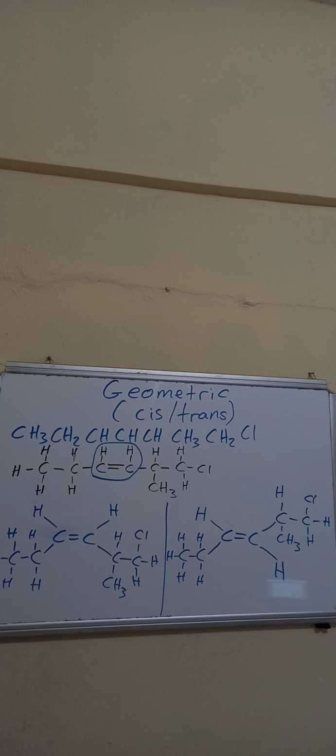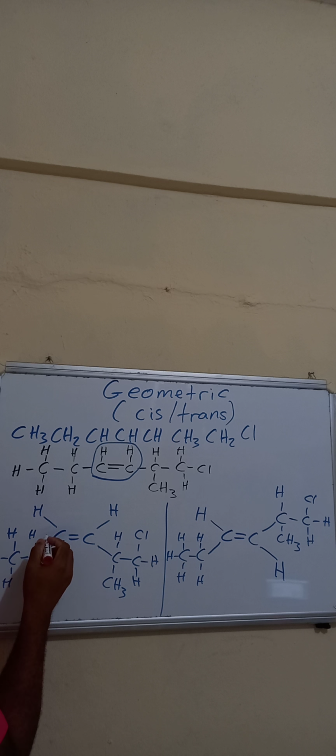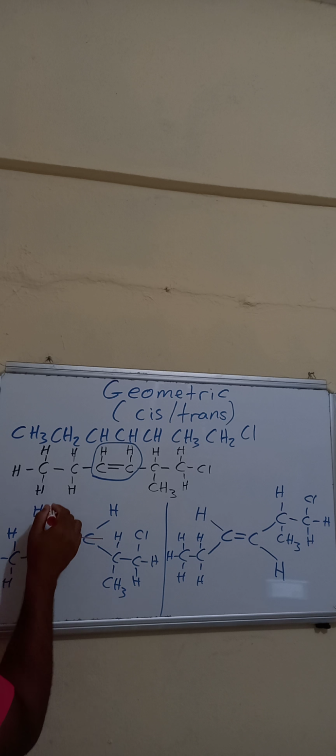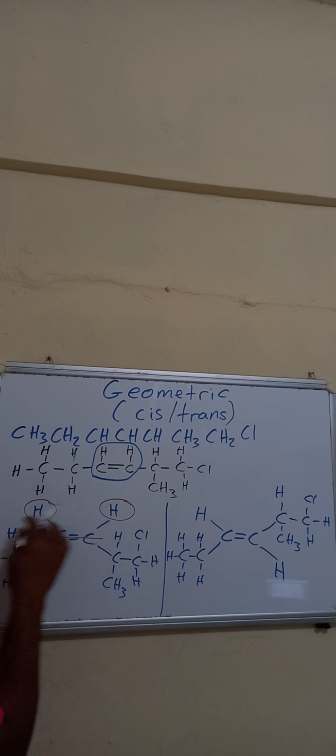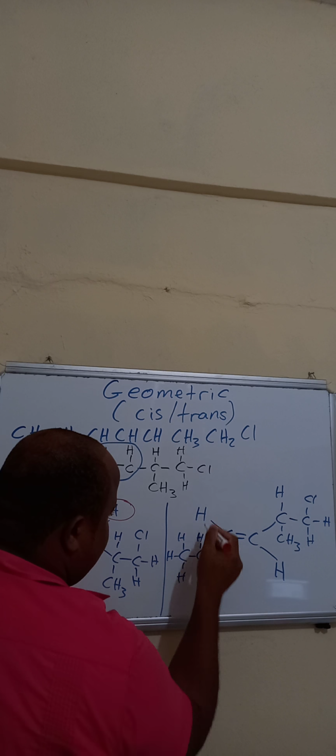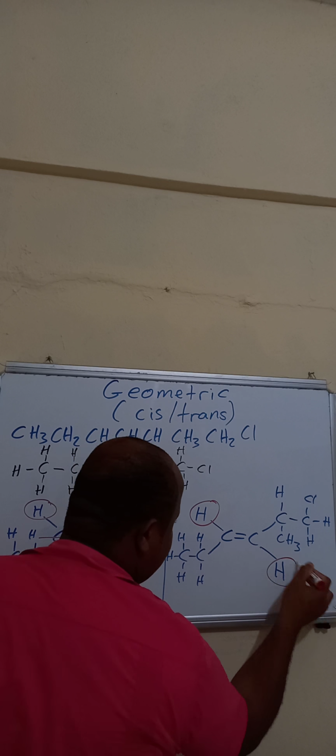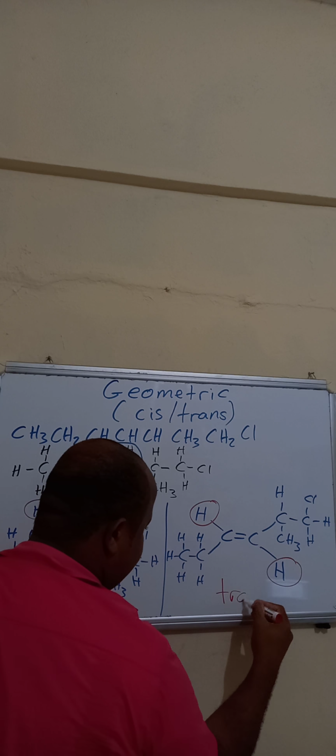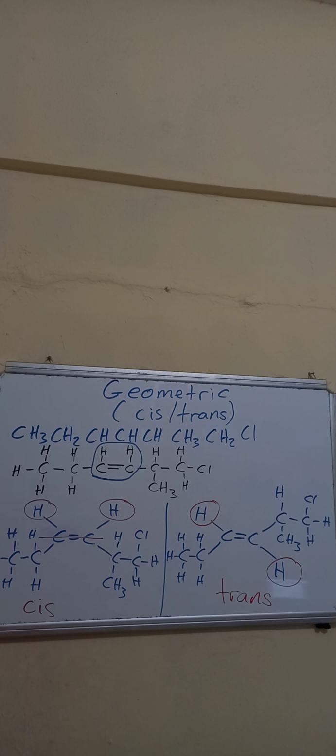Alright? So clearly, you can see, if you look at the double bond again, the H is on the same side here, so that would be cis, and the H is on the opposite side, so it will be trans. So clearly, you can see that this compound is a geometric isomer.